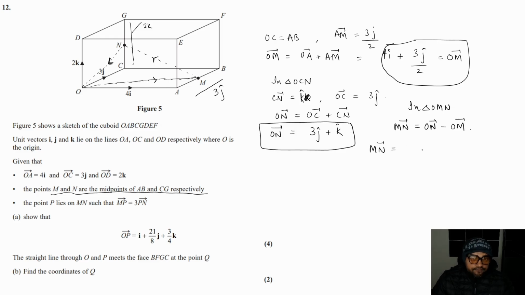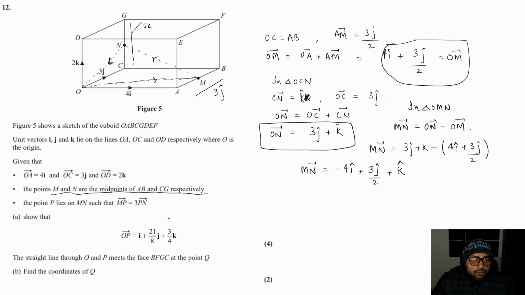So MN vector will be equal to ON vector, which is 3j plus k, negative of OM vector, which is 4i plus 3j by 2. Now we can calculate the MN vector. We'll get negative 4i plus 3j by 2 plus k. This is the value of MN vector, students. Okay, MN we have calculated.